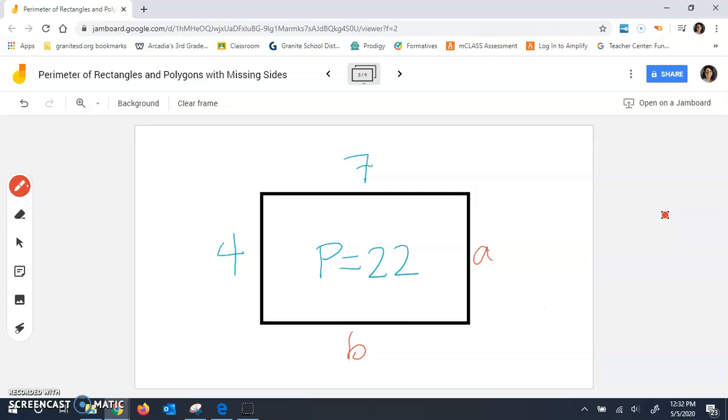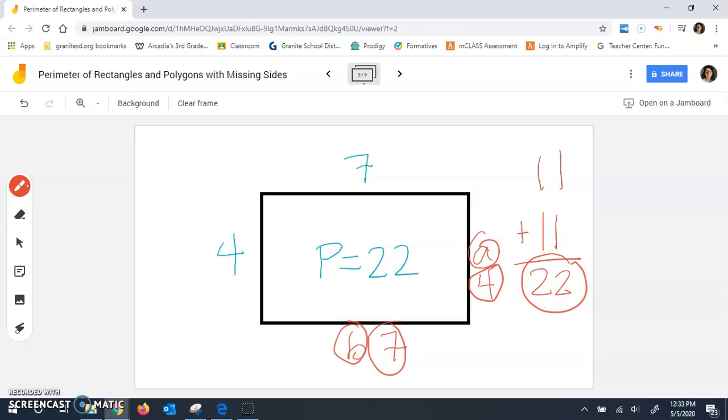Well, right away, you know that if this side is 4, then this side is going to be 4. And if this side is 7, then this side is going to be 7. But let's just double check we got the right answer. 4 plus 7 is 11, and 4 plus 7 is another 11. So 1 plus 1 is 2, 1 plus 1 is 2. Our answer is 22. So if they ask us for A, our answer would be 4. If they ask us for B, our answer would be 7.